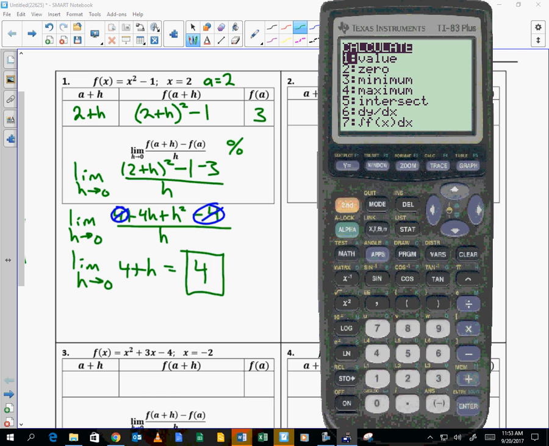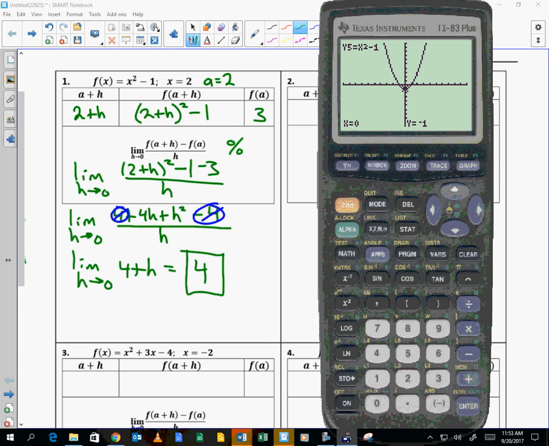So we press 6, and what I don't like about this calculator is it doesn't ask me a question. Like, it doesn't say, what do you want your x value to be, okay? I just tell it. I just say, I want to use x equals 2. I hit 2, grabs that, I press enter, and it says dy over dx is 4.